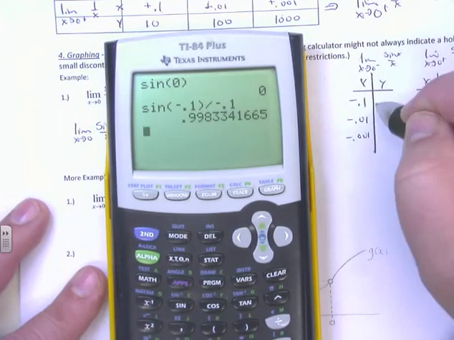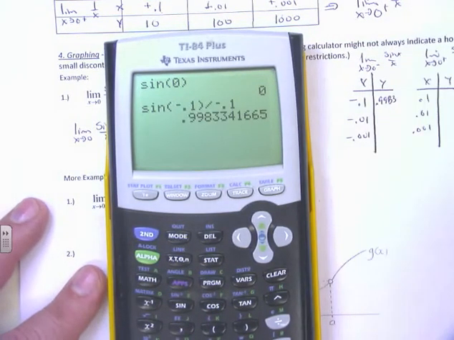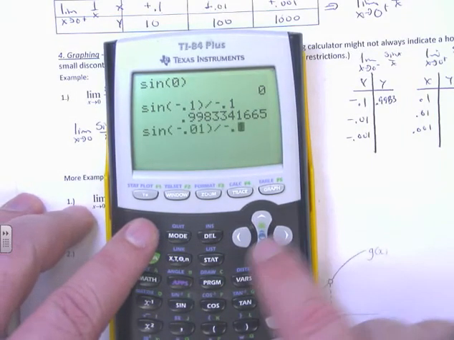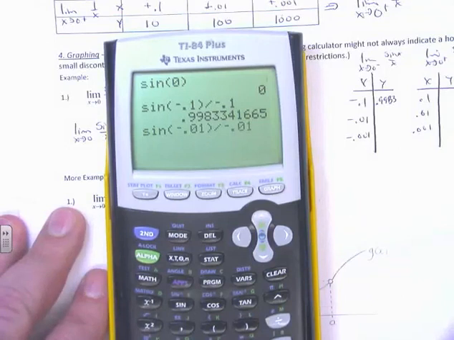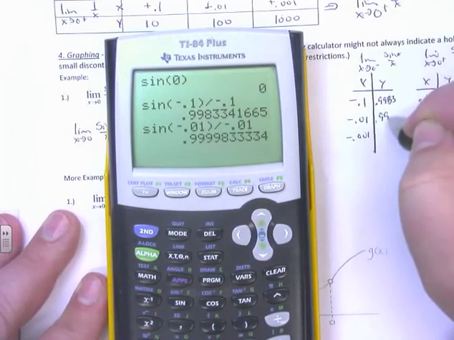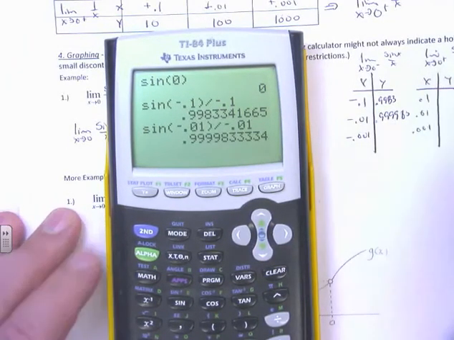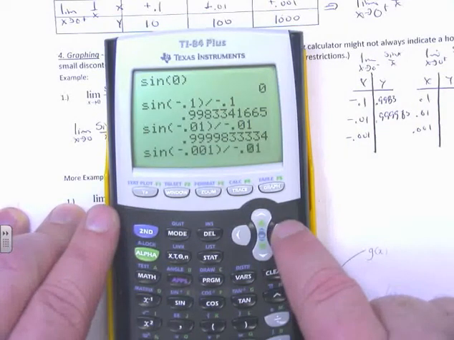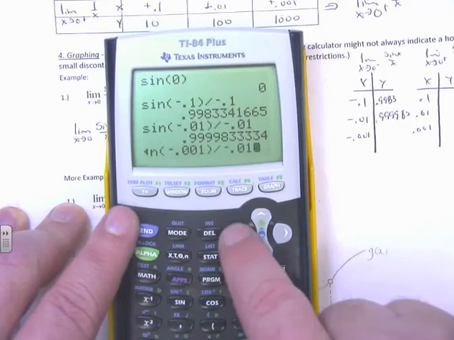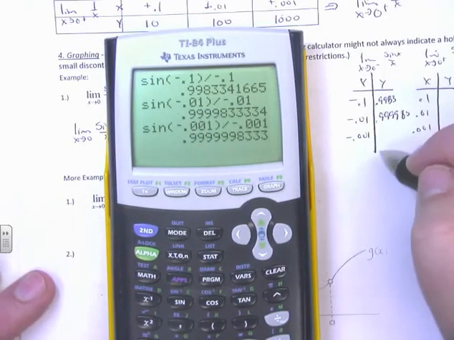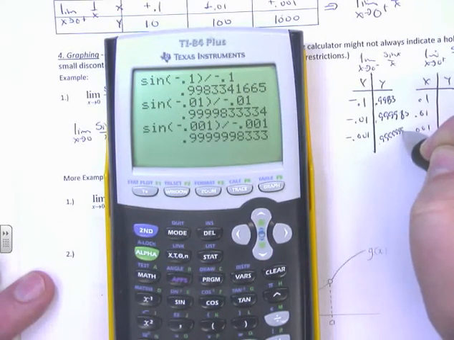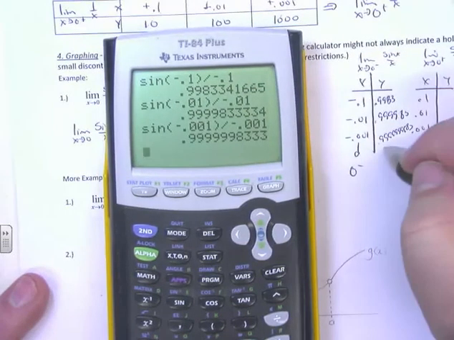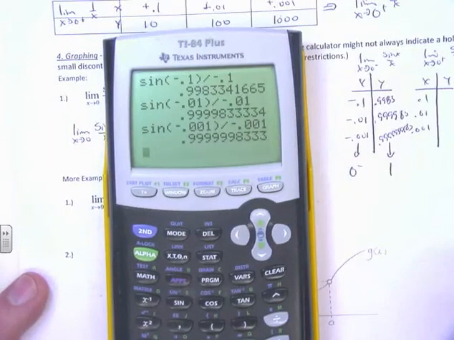So here we go. The sine of -0.1 in radian mode, very important, divided by -0.1. What do I get? 0.9983. 4 decimal places is good enough. Now, plug in the sine of -0.01 divided by -0.01. And notice I'm using the recall button to do it faster. What do I get? 0.99983, whatever. Now I'm going to plug in sine of -0.001 divided by -0.001. And what do I get? 0.9999983. As this thing approaches 0 from below, what are my numbers approaching? They're approaching 1. Does that make sense?